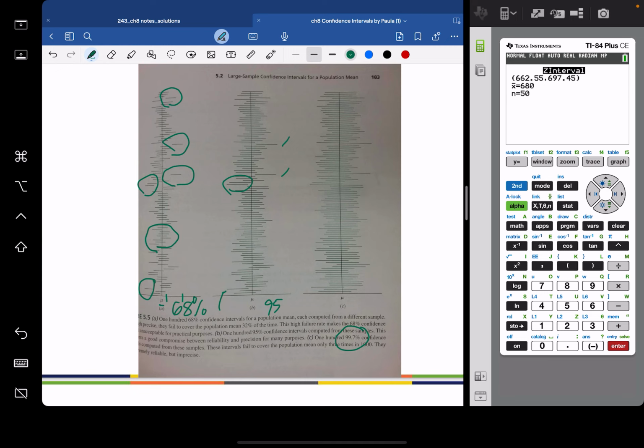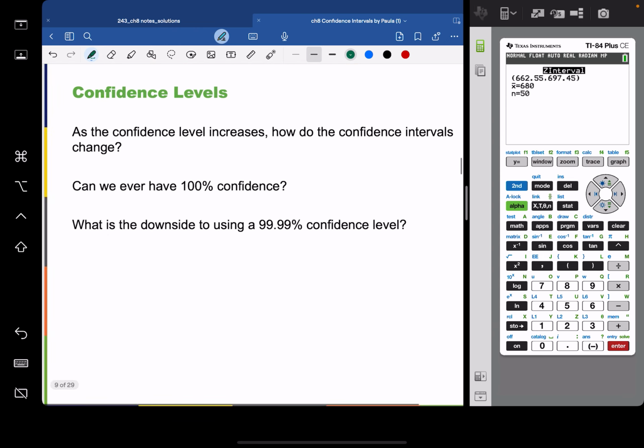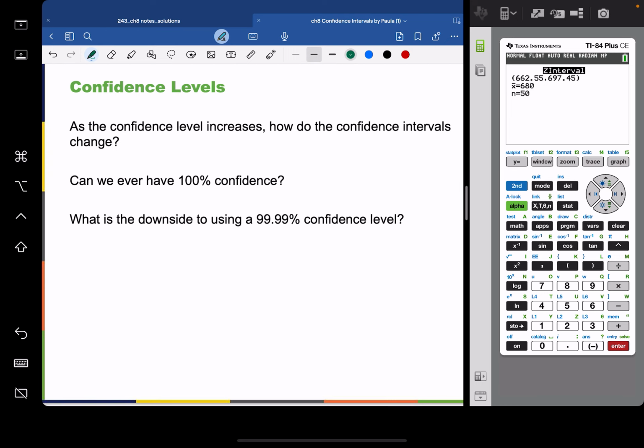So the problem is that we have wider intervals, which is less information. It's like saying, I am pretty confident that my student ages are between age 18 and age 95. I can cast a wide net, and then I'll be more likely to capture mu. So as the confidence level increases, the confidence intervals get wider.